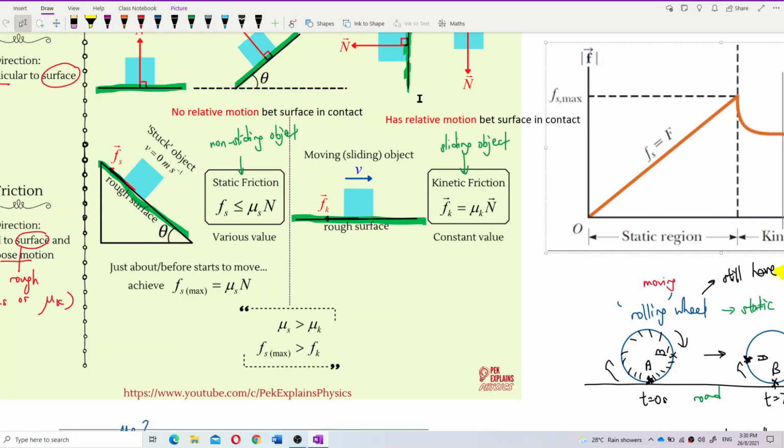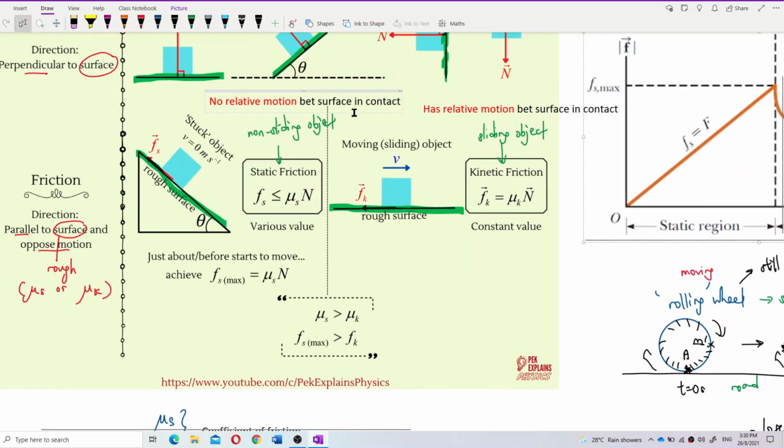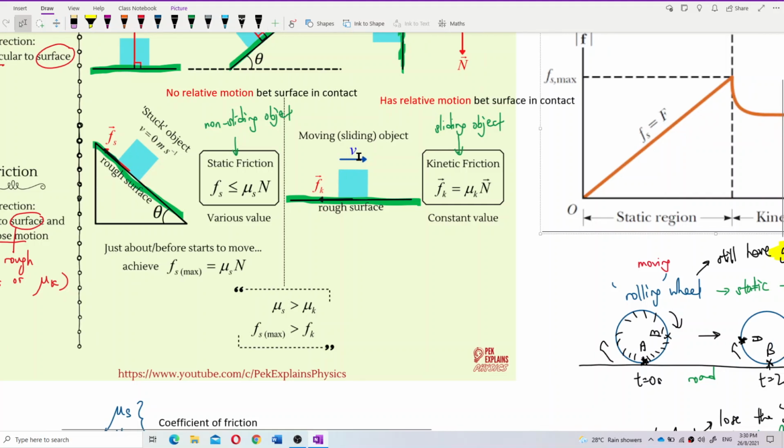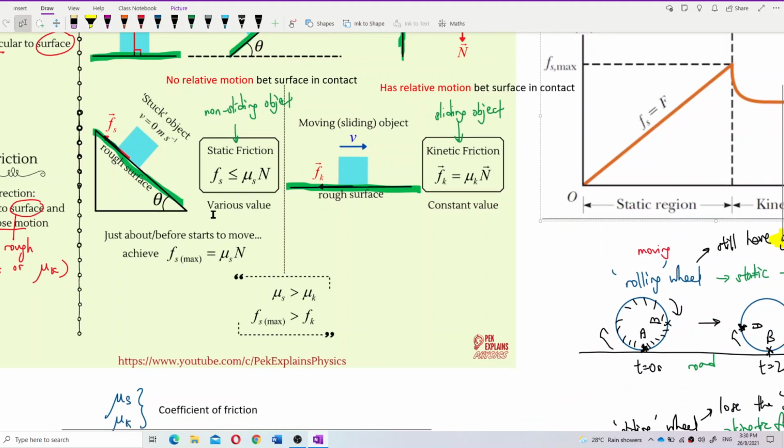Relative motion between them, and you experience kinetic friction. Now another thing is static friction. It has various values, but kinetic friction has a constant value. Static friction has many values up to a maximum value, which is mu_s n.